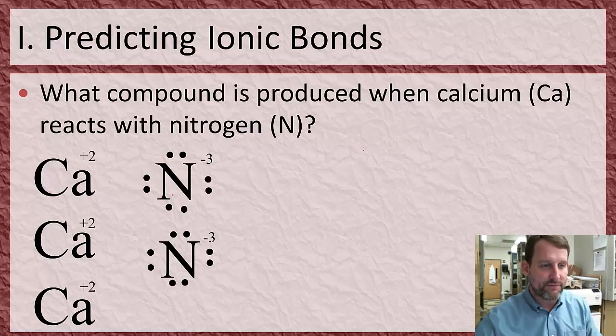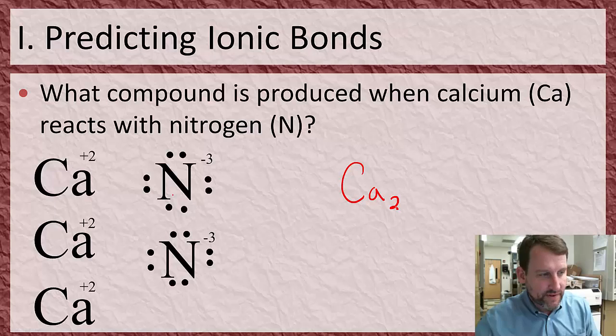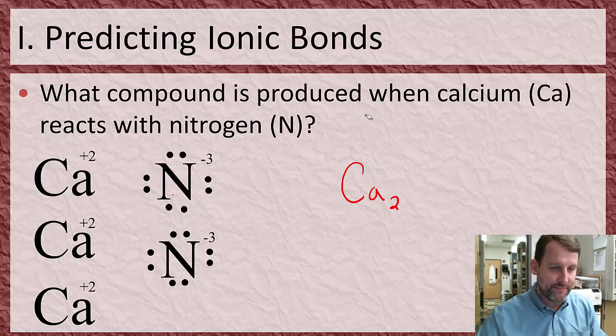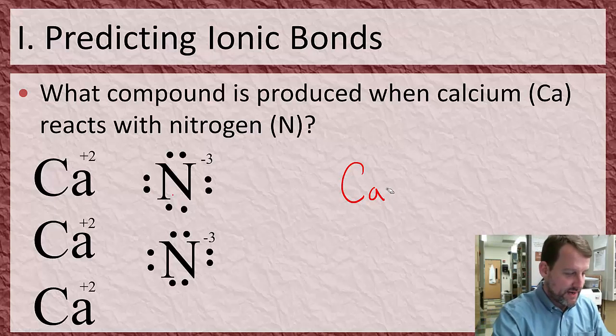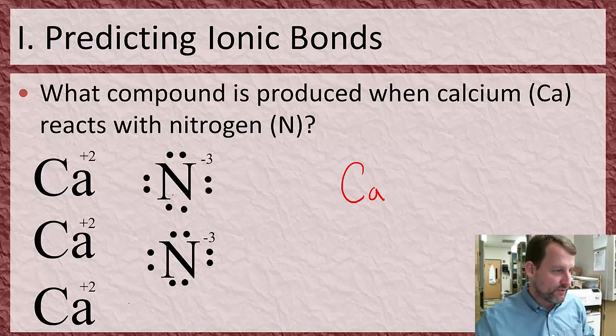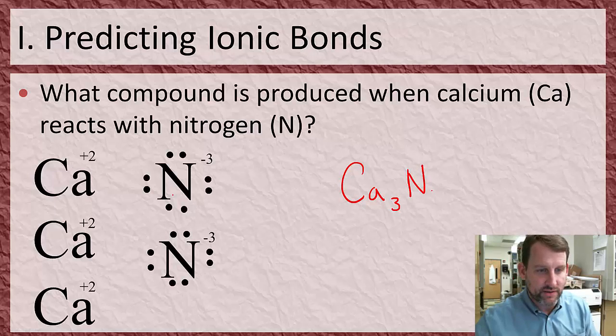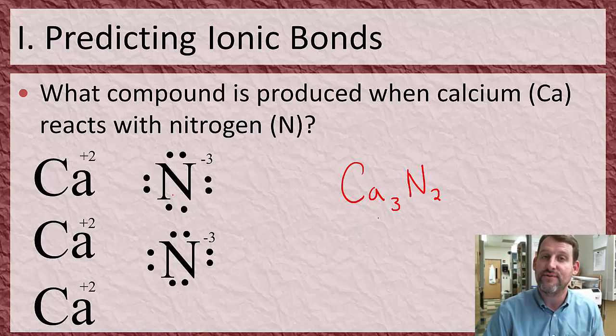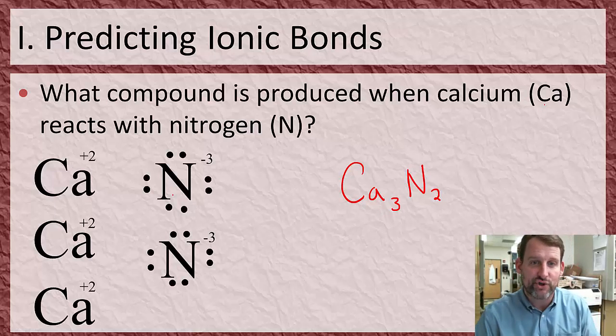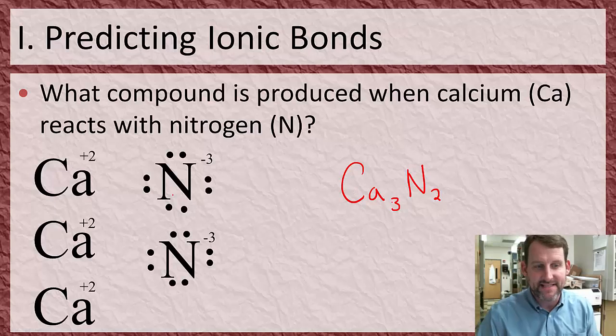So our final formula then is calcium, and we need 2 of them. Oh, that's a total mistake. We need 3 of them. Let's erase that. We need 3, 1, 2, 3 calciums for every nitrogen. I should say for every 2 nitrogens. So the formula for the calcium nitride, which is this compound here, is Ca3N2, meaning we need 3 calciums for 2 nitrogens.